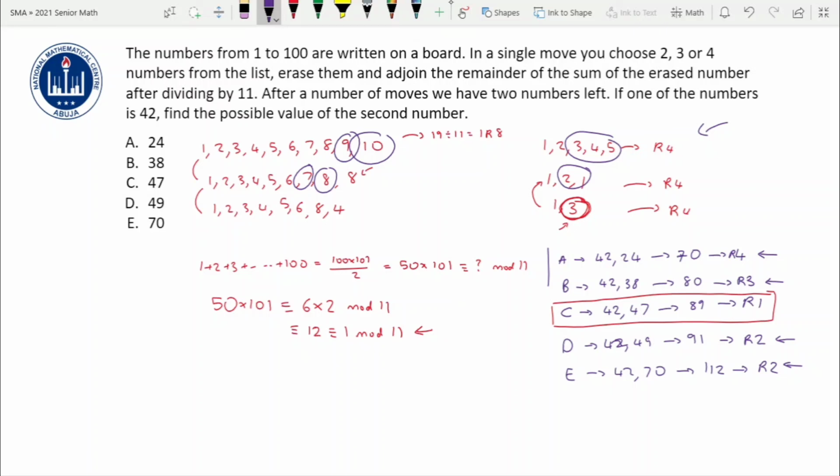So yeah, that's how to solve this question, I think question 31 of this exam.